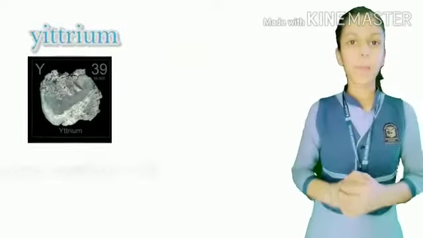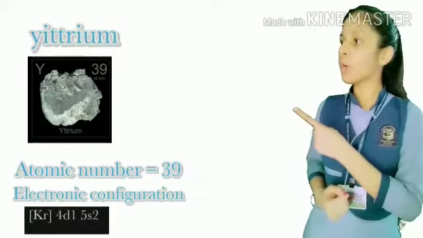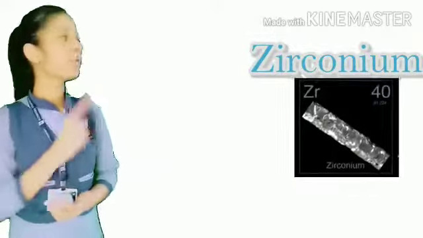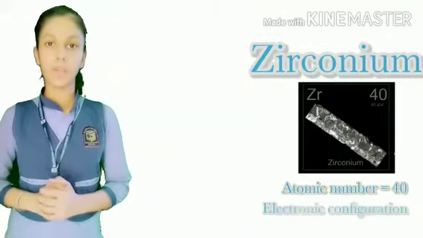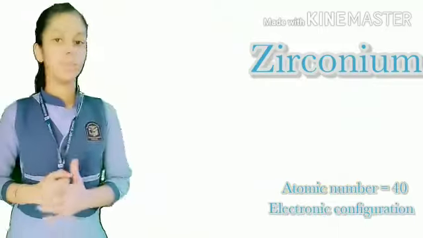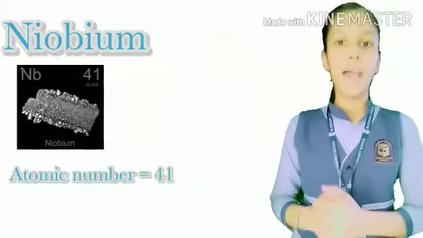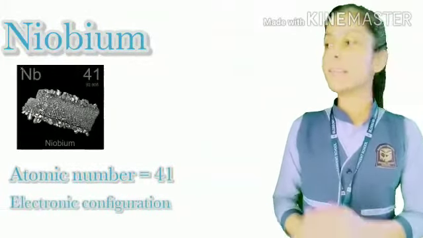The first element is yttrium. Its atomic number is 39 and electronic configuration is krypton 4d1 5s2. The second element is zirconium. Its atomic number is 40 and its electronic configuration is krypton 4d2 5s2. The third element is niobium. Its atomic number is 41 and its electronic configuration is krypton 4d4 5s1.